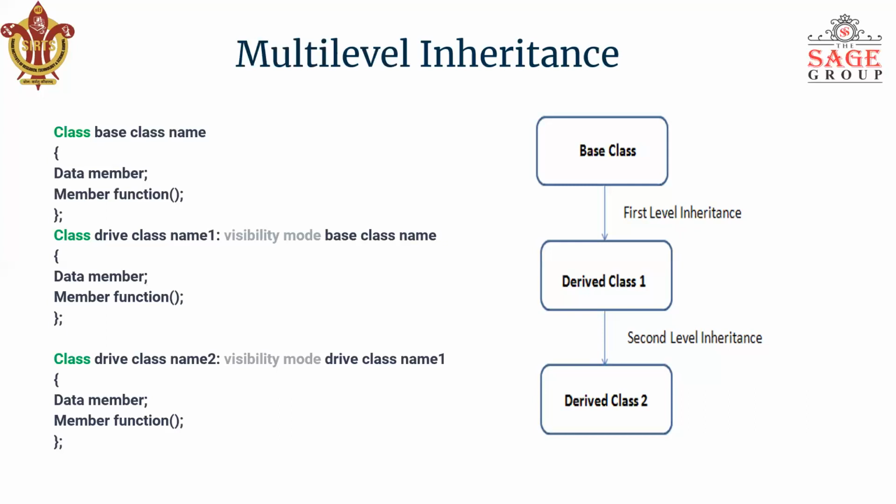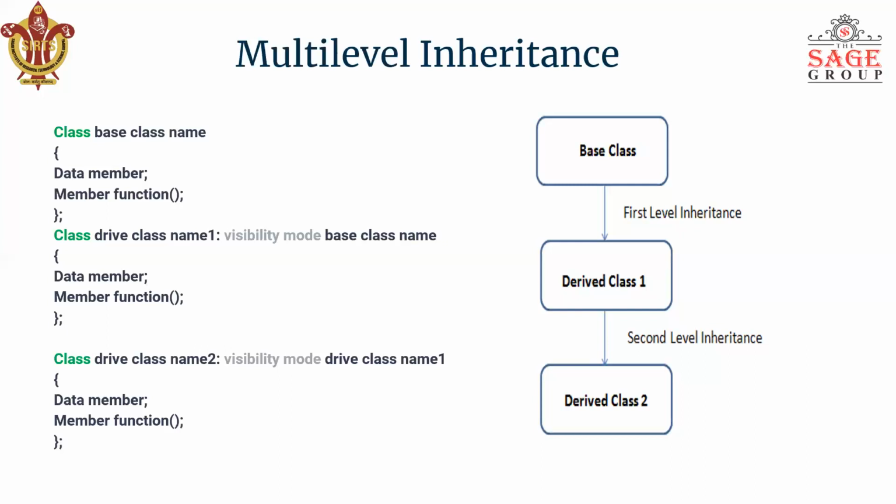Now we terminate the derived class 1. From that derived class 1 we again create another derived class, that is derived class 2. So again we write class, which is a keyword, then derived class name 2, colon, visibility mode. Now here we pass the derived class name 1. We do not pass the name of the base class here, because we are implementing multi-level inheritance, so from that derived class 1 we are going to create another derived class, that is derived class 2. That's why, after the visibility mode, we write the derived class name 1.